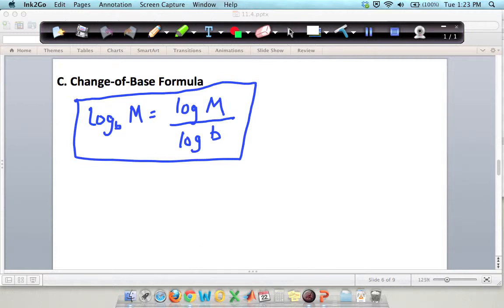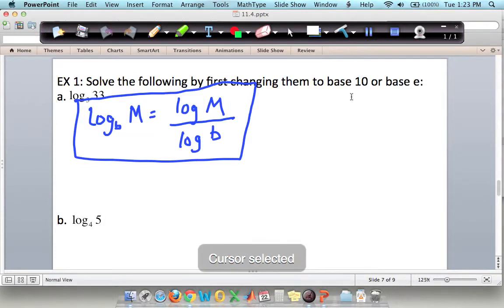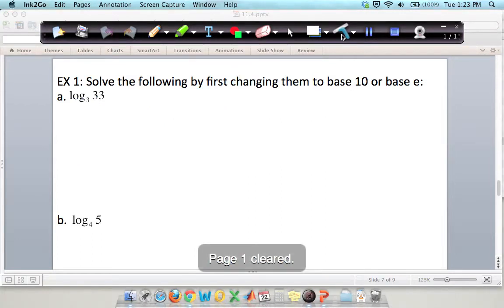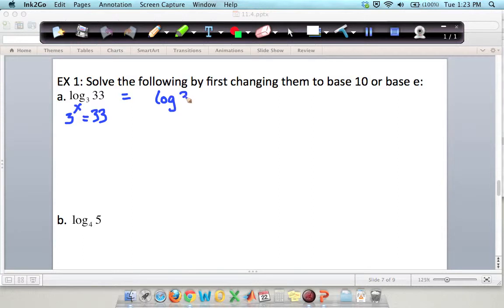So let's practice using this. So log base 3 of 33. So again, just to write what this is asking, this is saying 3 raised to what power is 33. So this is not a whole number. I can't solve this without using log. So I'm going to use the change of base formula. Log base 3 of 33, I'm going to do base 10. This would be log of 33 over log of 3, and then I can use my calculator.